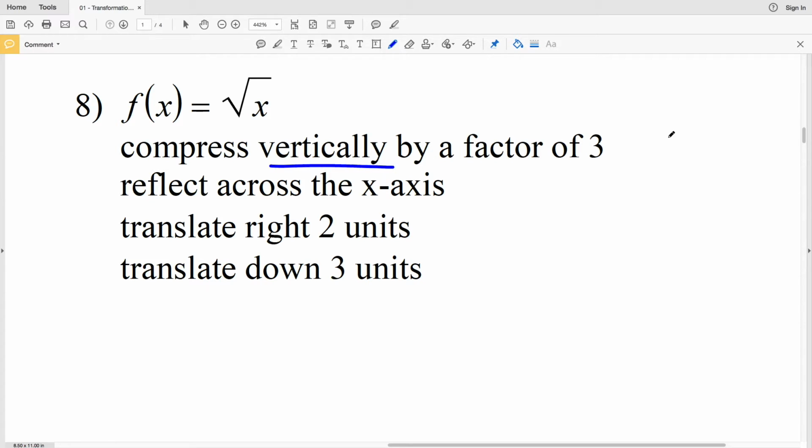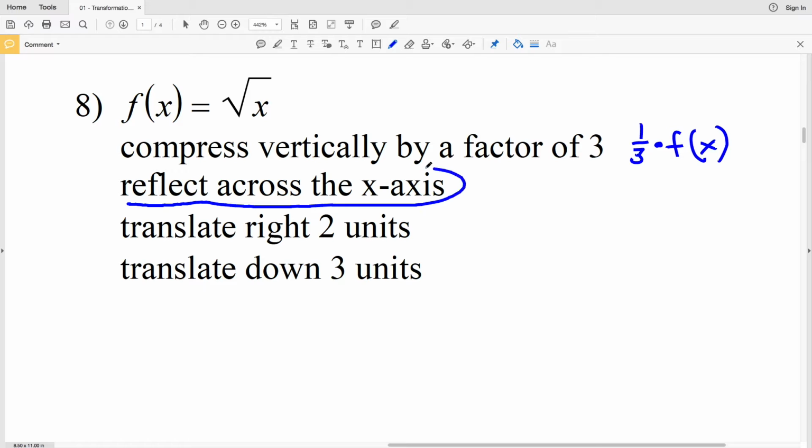Now, because it's vertical, it's going to deal with multiplying a value to f of x. And remember, when we're compressing vertically, we're going to take 1 over that factor. So 1/3 will be multiplied to f of x. We're also going to be reflecting across the x-axis. So reflecting or flipping across the x-axis also happens to the function itself. So we're going to take the opposite of that function.